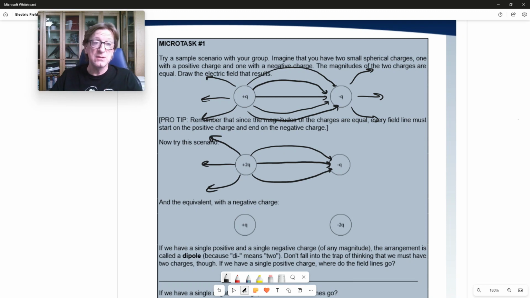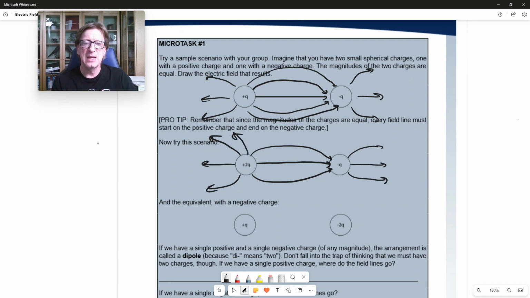Now, this is technically correct. I have 6 lines coming out of the 2Q, the positive 2Q charge, and only 3 coming in. But it's a little misleading because it makes it seem like there's no electric field out here. So you'll find that in order to be nice and explanatory, you probably want to draw what everything looks like. And all that means is that I need to have 12 lines coming out of here. Well, I've already got 6. So that's 1, 2, 3, 4, 5, 6.